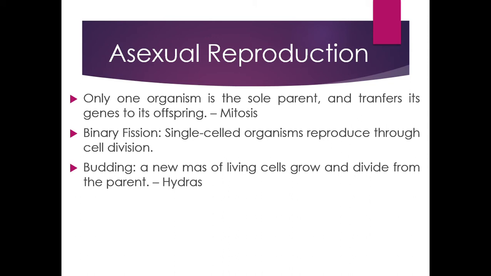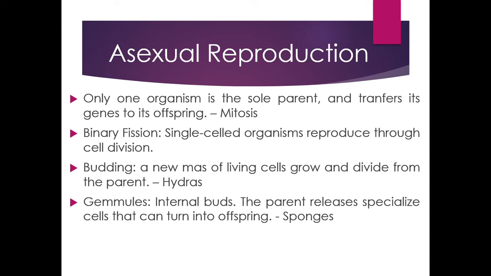We have budding as well. A new mass of living cells grows and divides from the parent. This is something pretty interesting. Let's imagine that you have one organism. Then, like a small bulb or a group of several cells, they start forming on the surface of that organism. After a while, when it reaches enough size, they are going to come apart from the original organism and turn into offspring. One example of this budding asexual reproduction could be hydras.